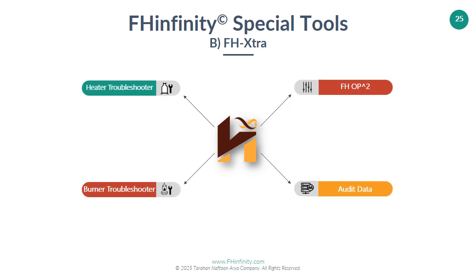For deeper troubleshooting, we have FH Extra. Includes the heater troubleshooter and burner troubleshooter, plus an audit data tool to validate your input against real plant data. So, got a problem in the field? Use the heater troubleshooter. Need to audit data? Use the audit data tool. It's like having a senior engineer looking over your shoulder, guiding you to the root cause of any issue.